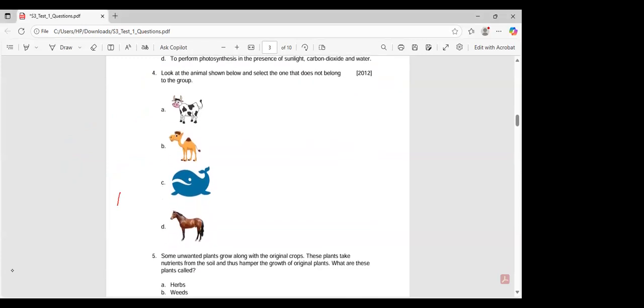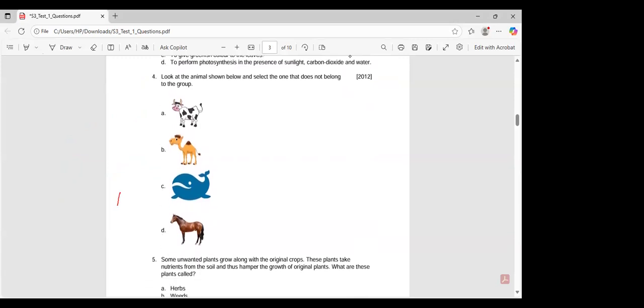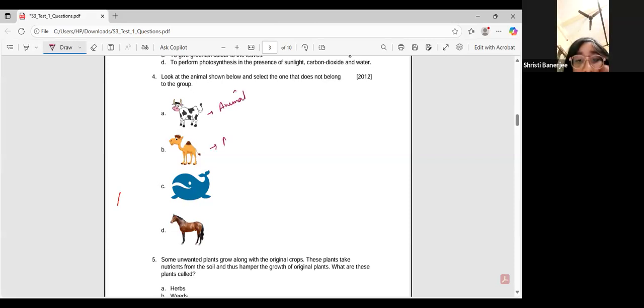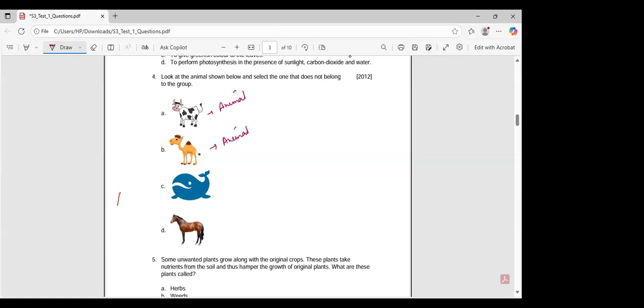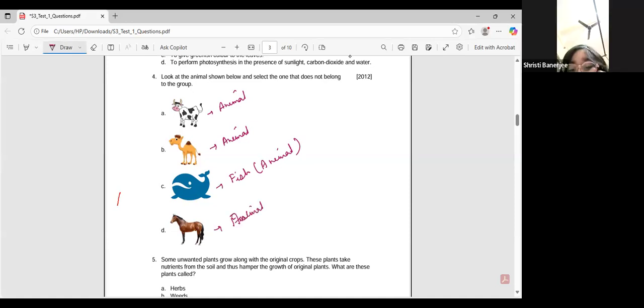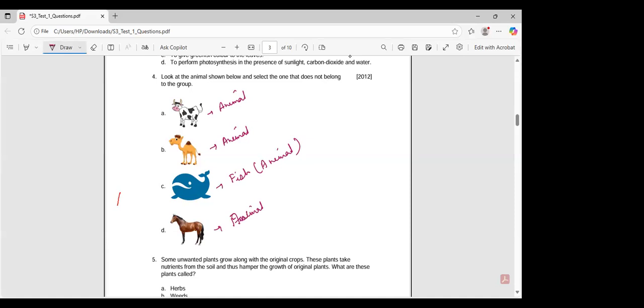The next question states: look at the animals shown below and select the one that does not belong to the group. So if you could see, this is an animal, this is also an animal. This is a fish. But a fish is also an animal only, no? It cannot be considered a plant, right? And this is also an animal. But what's the difference between these? Can you just tell me once?